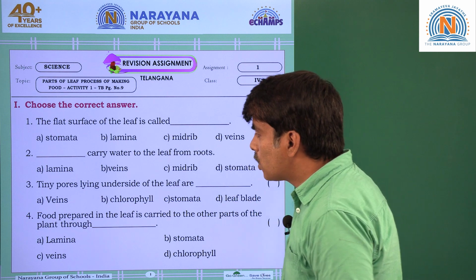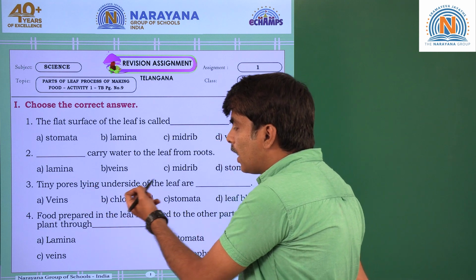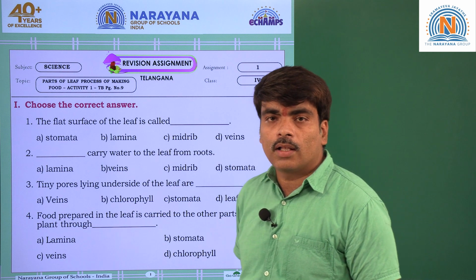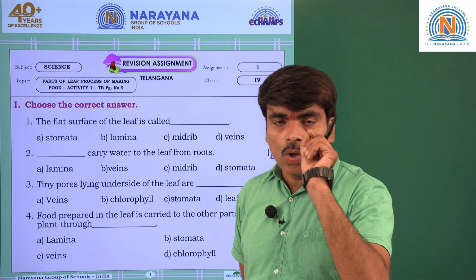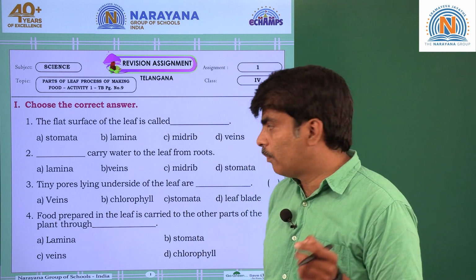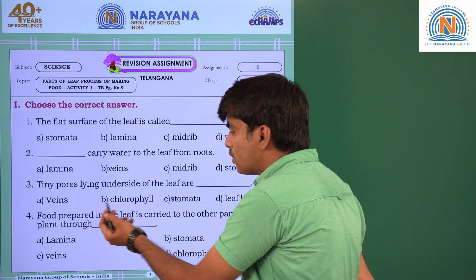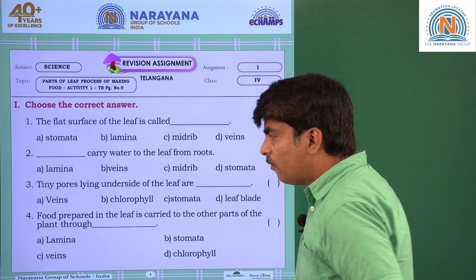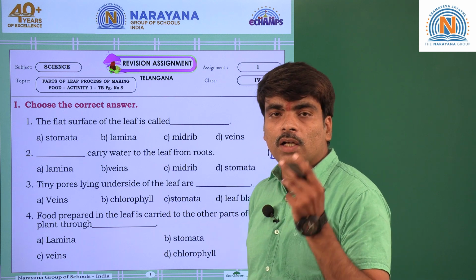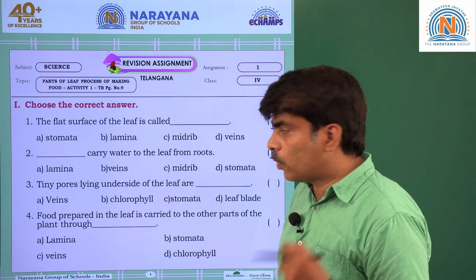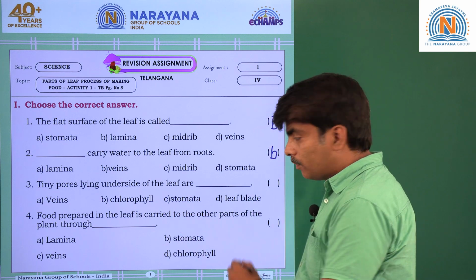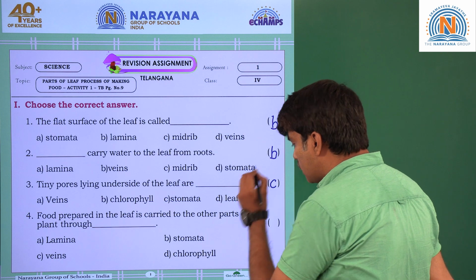We'll move to the third question. Tiny pores lying on the underside of the leaf are. When you put the leaf under a microscope, we observe small pores on it. Those are the, let us see the options: veins, chlorophyll, stomata, leaf blade. Those pores help the leaf to take in carbon dioxide. Those small pores are called stomata. So the answer is C.